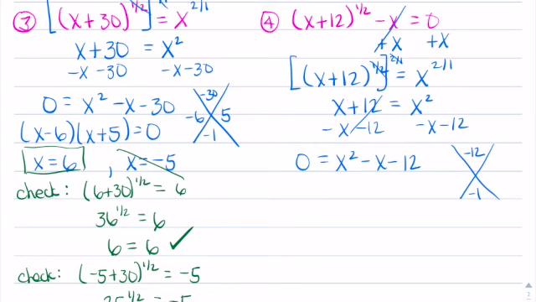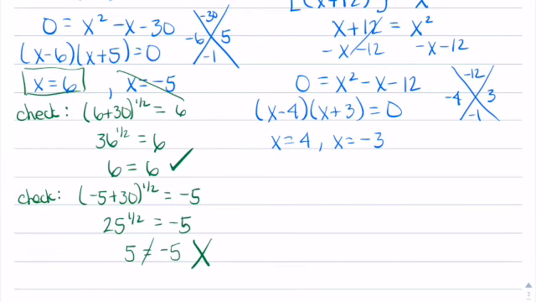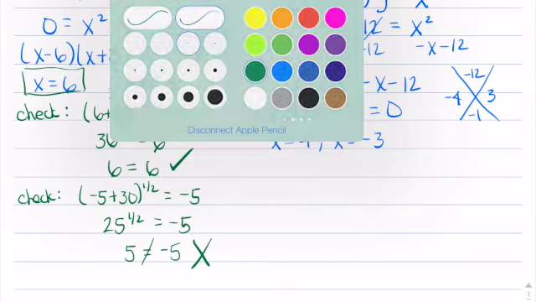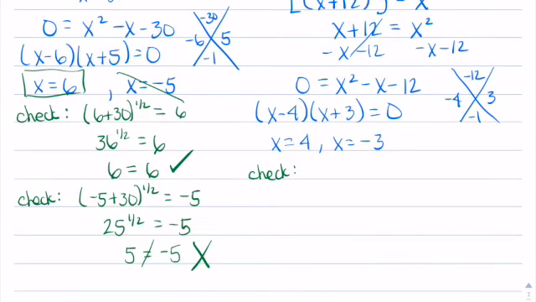Factors of negative 12 that add to negative 1. That would be a negative 4 and a 3. So we can write this in factored form as x minus 4 times x plus 3 equals 0, or x equals 4 and x equals negative 3. All right, so those are our potential solutions, but we must check them and see. So let's check by plugging in 4 to our original equation, giving us 4 plus 12 to the 1/2 power equals 4, or 16 to the 1/2 power equals 4.